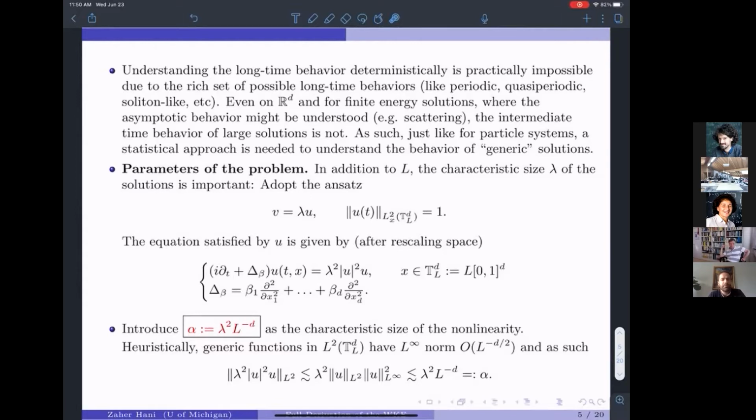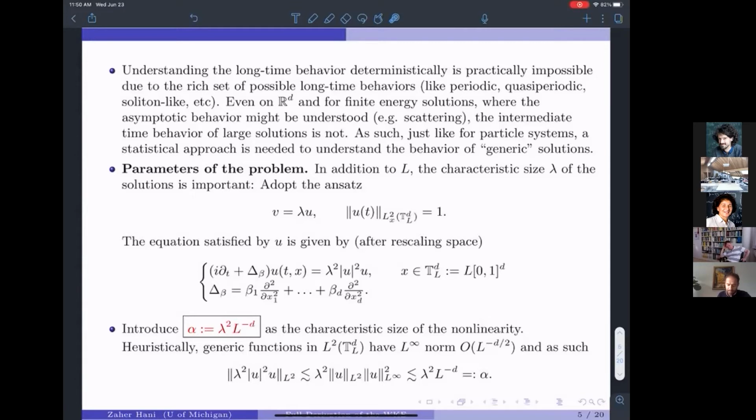So for that, let me start by talking about the parameters of the problem. In addition to the size of the domain, or the size of the box, which we already encountered, the other parameter is the characteristic size lambda of solutions. So in order to emphasize this characteristic size, we will adopt the ansatz V equals lambda U, and think of U as having size 1 in L2 norm. The L2 norm is conserved by the equation. So this is a reasonable ansatz, if you like.